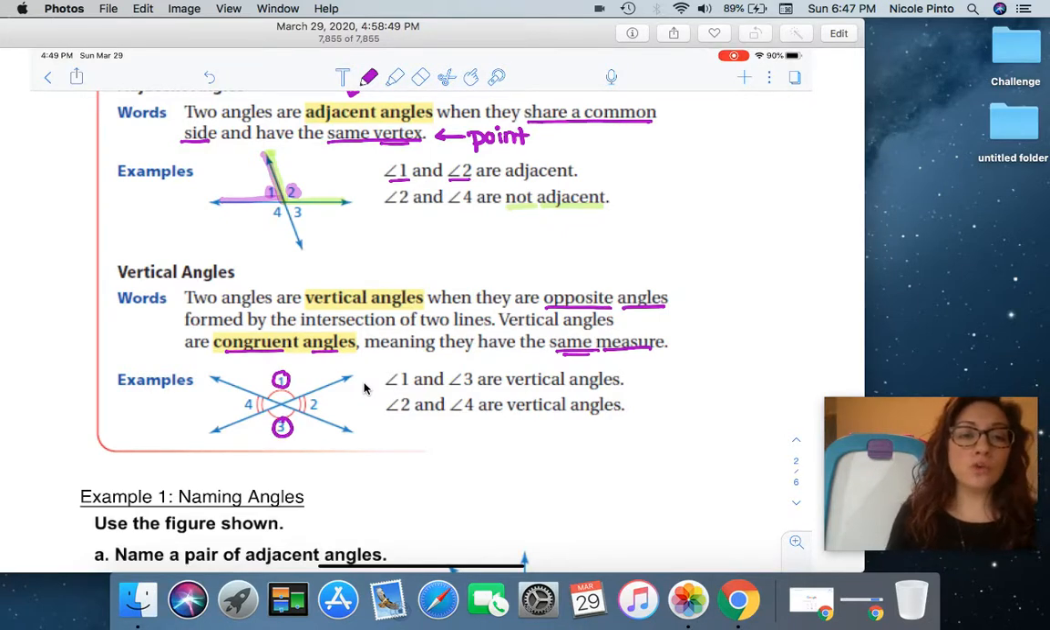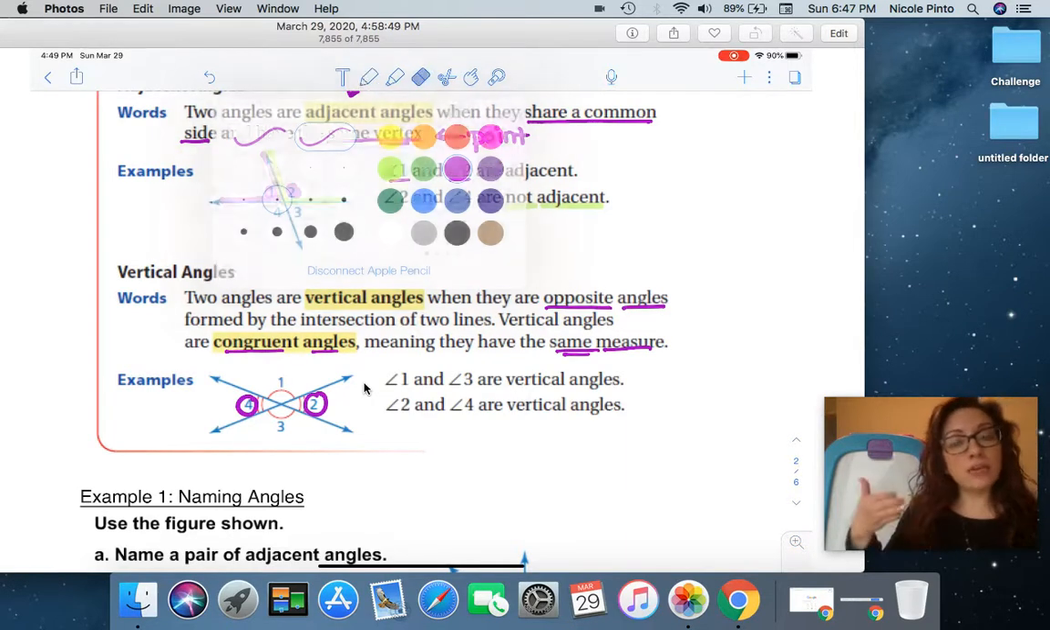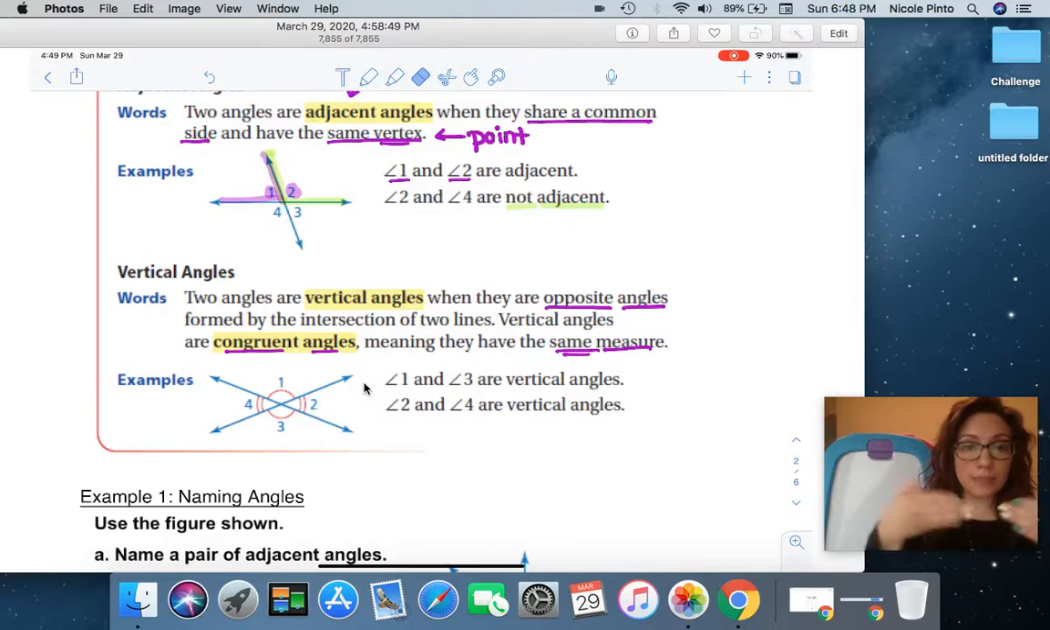Entonces, ángulo 1 y 3 son vertical. También me están mostrando que ángulo 4 y 2 también son vertical, ¿ok? Usted va a notar que ellos están enfrente de uno, ¿ok? Se están mirando. If they are vertical, then also know that they have the same degrees, ¿ok?